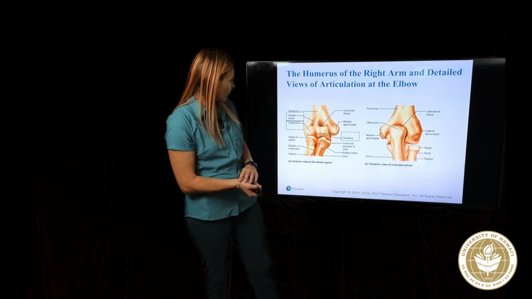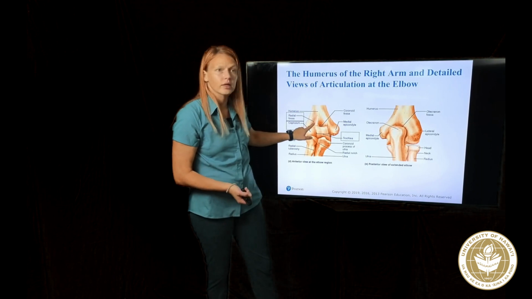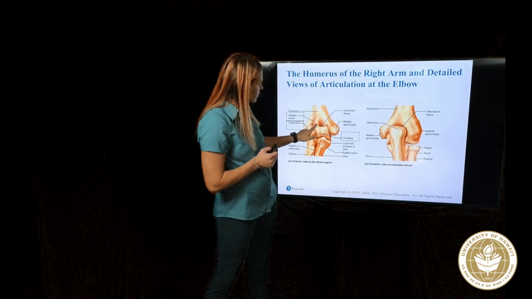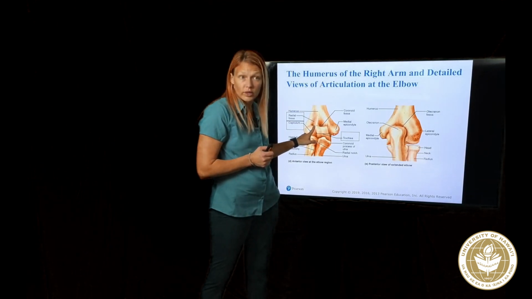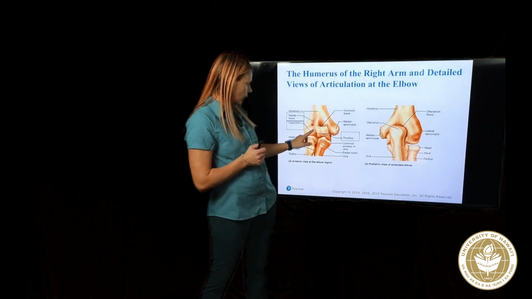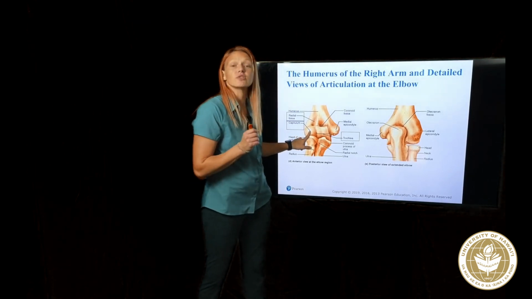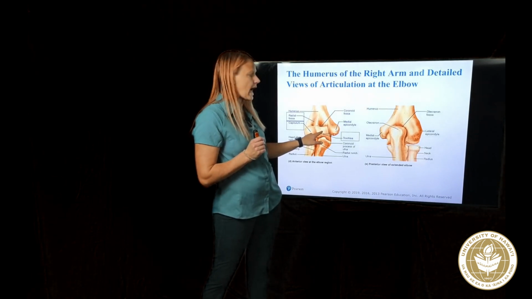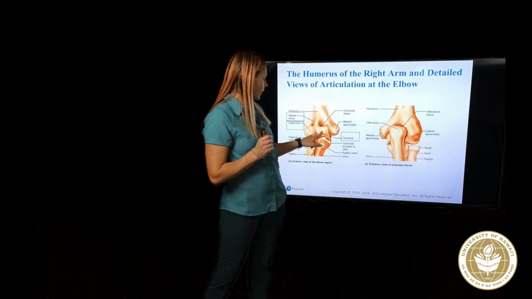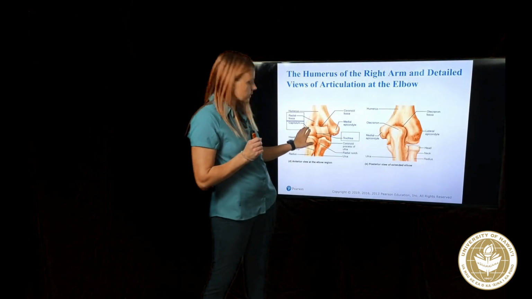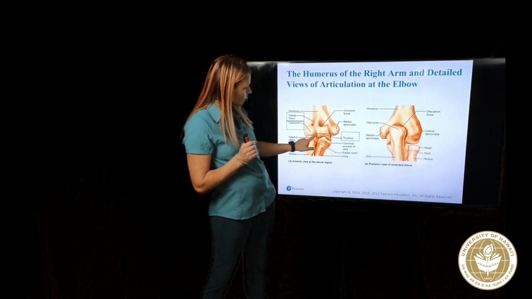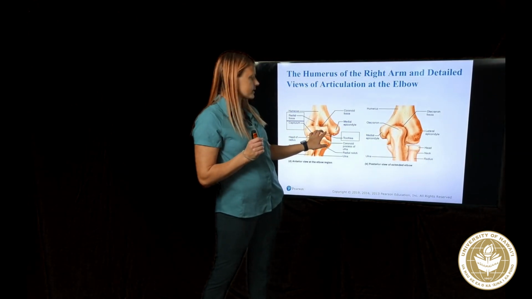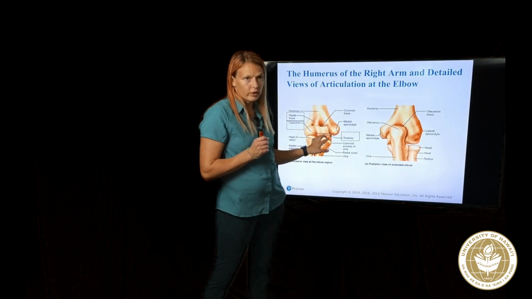The radial fossa, which I highlighted for you here, is going to be the smallest, so right in here, and that's going to receive the head of the ulna. The capitulum right here is what's actually going to bind to the radius. The trochlea is the part that does the actual binding to the ulna. So you have your radius coming and attaching right here at the capitulum, and you have your ulna coming right here and attaching to the trochlea.